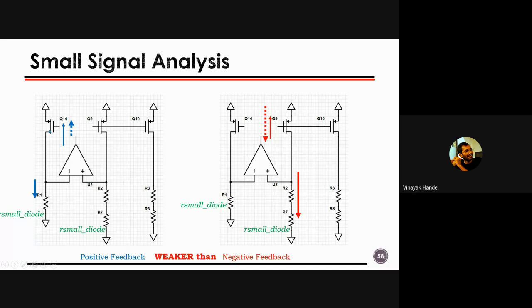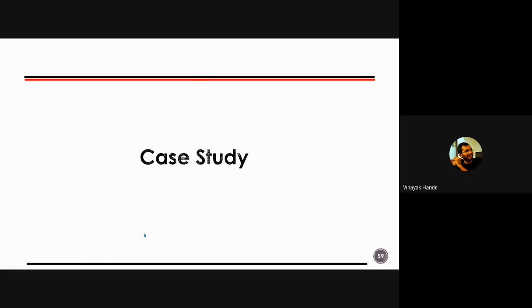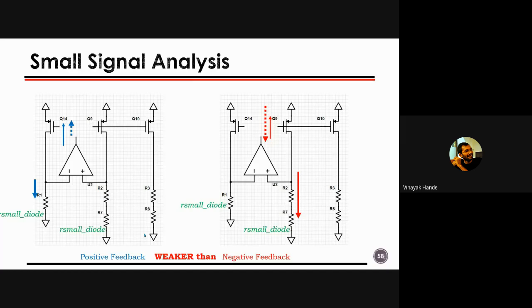Because here GM14 is getting multiplied only with R1. Here GM9 is getting multiplied with R2 plus R7, where R7 and R1 are exactly matched with each other. So the voltage we are getting over here is GM into R times larger compared to this, right? So the negative feedback, shown by the red arrows, is stronger than the positive feedback. That means, whatever is written is the same thing: the positive feedback is weaker than the negative feedback.